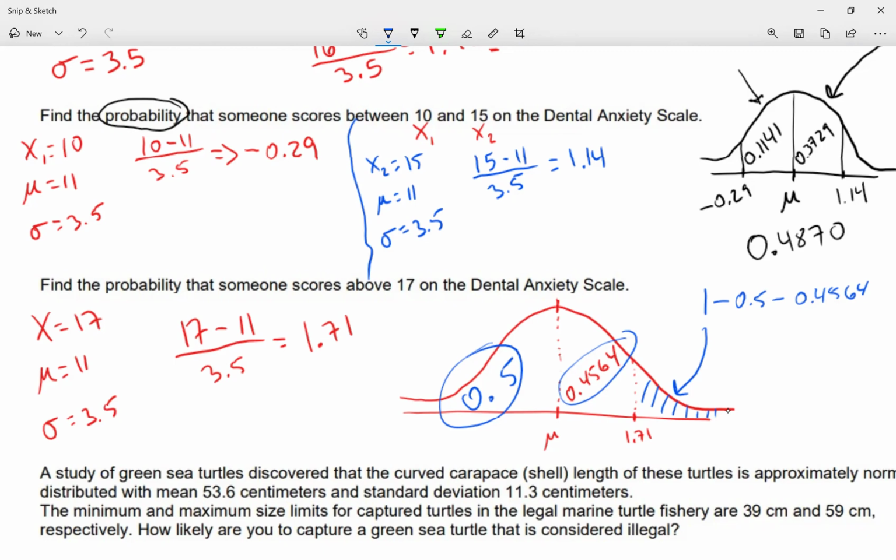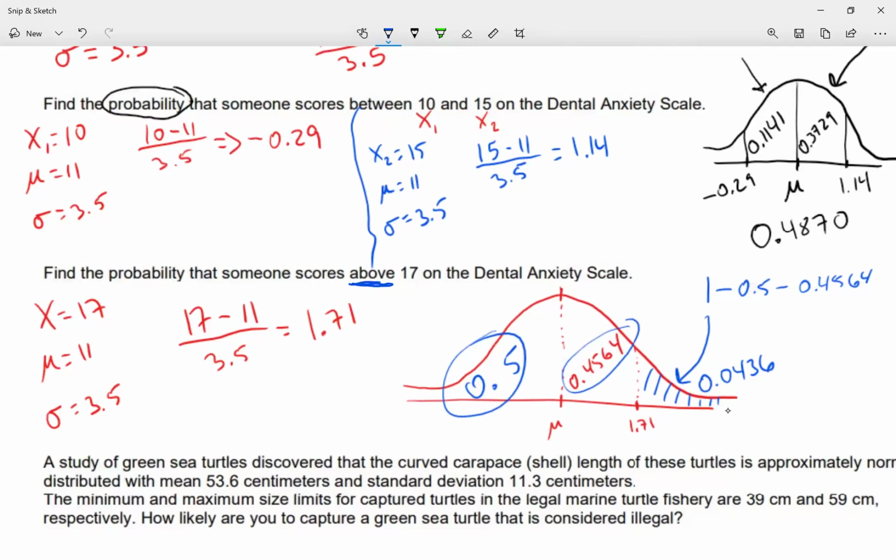And it gives me, I'm going to round this to four decimal places, that this area that I'm looking for is 0.0436. And that's it. Gotta pay attention to what I'm asking. The keyword here was above. So that's why I said I'm looking for the information on the right. Okay, that was not that bad.